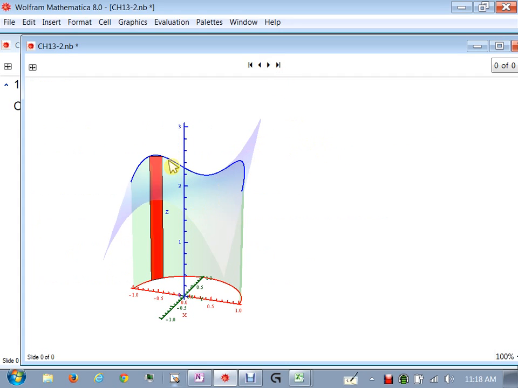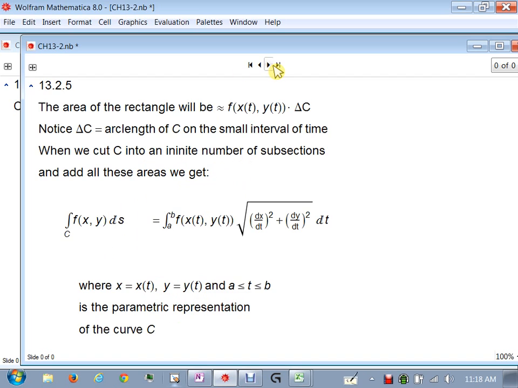Okay, so there's that picture I was saying. We want to know the area of that rectangle right there. The height of it is just the height of the surface. That's f of x, y. But the width of the rectangle is an arc length. So the area of the rectangle is the height, which I just said, right?